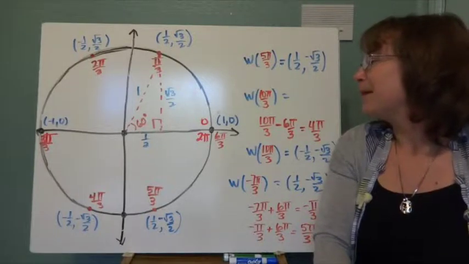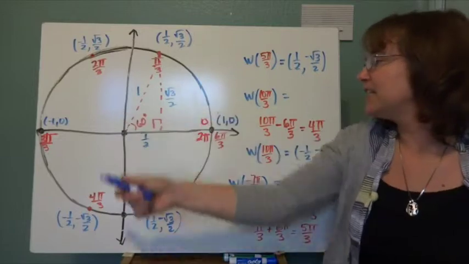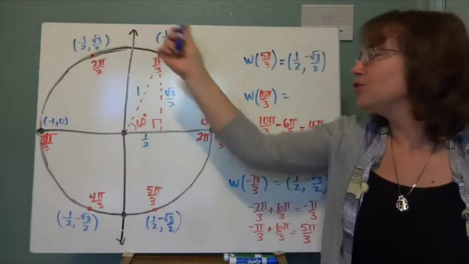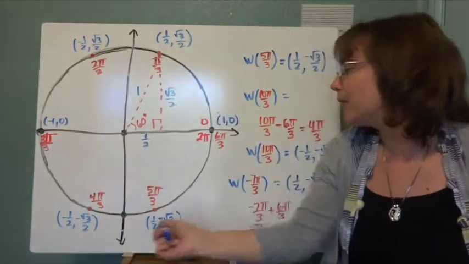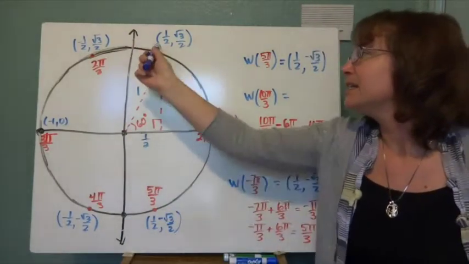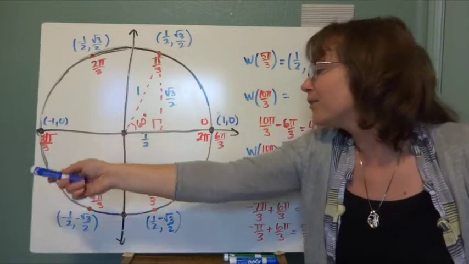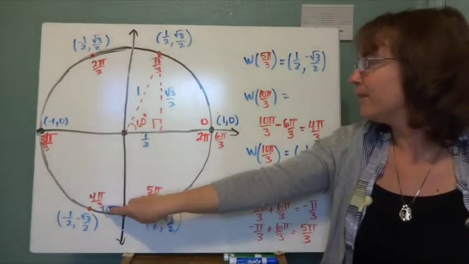Now let's take a look at this one. We notice that we have 10 pi over 3, and that's more than 2 pi. So we're going to have to continue wrapping. Now if it's a kind of small number, you can just keep on wrapping. I mean, you can look at the circle and figure it out. I go all the way around. I have 6 pi over 3, 7 pi over 3, 8 pi over 3, 9 pi over 3, 10 pi over 3. So I'm going to be right here.